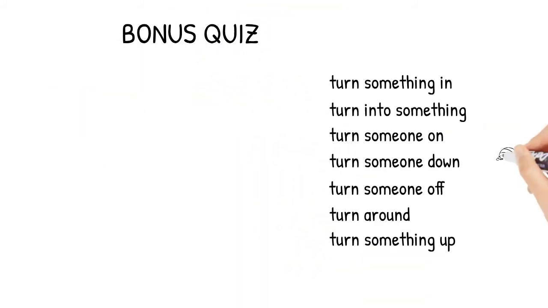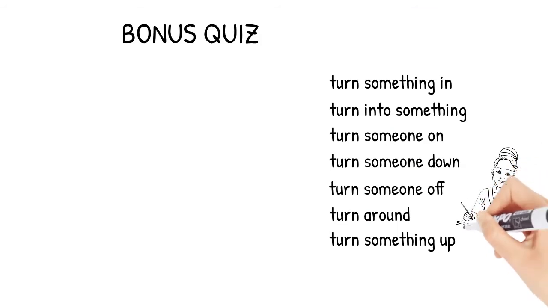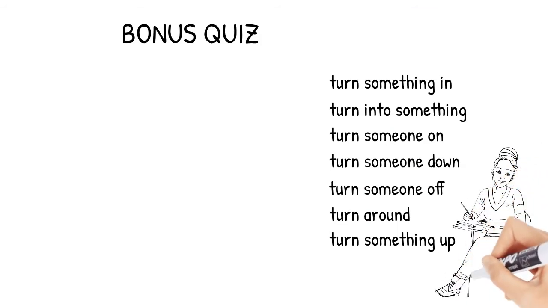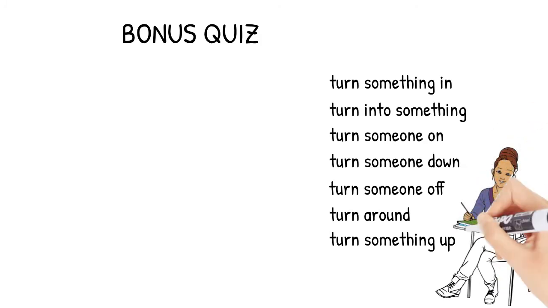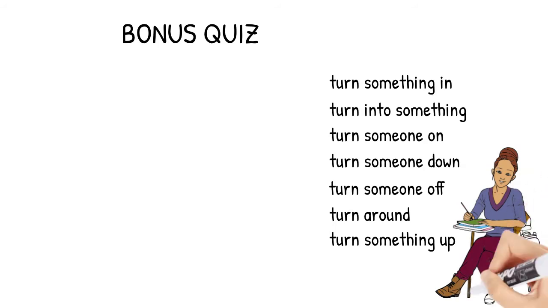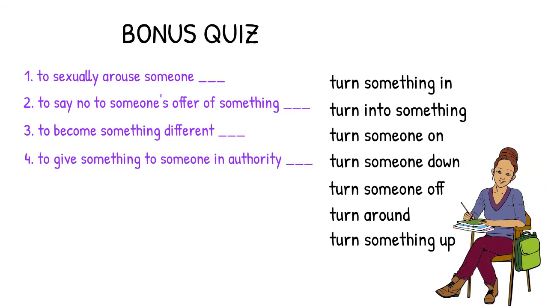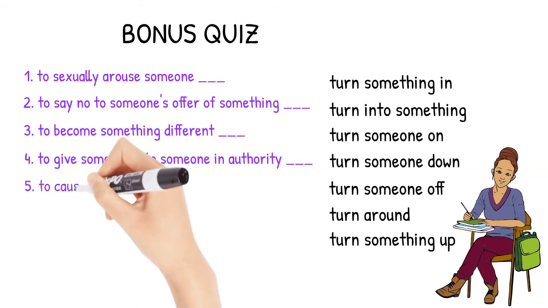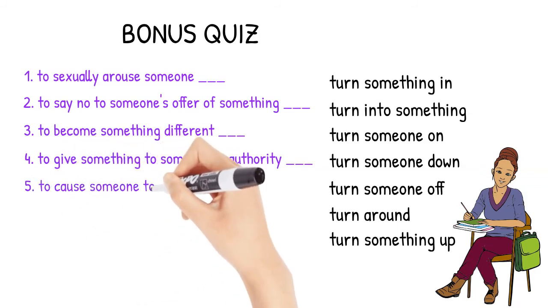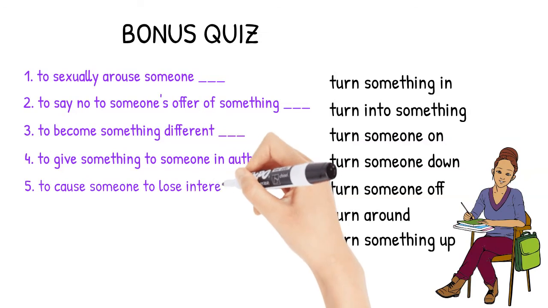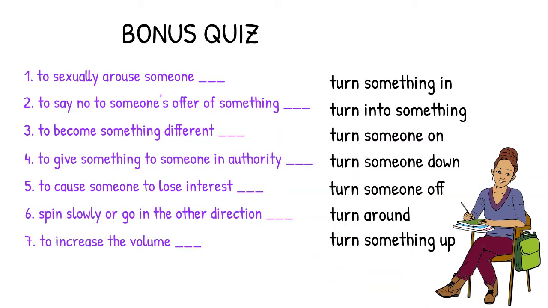Okay, here we are at the bonus quiz time. I'm going to read the expressions on the right-hand side for pronunciation first. Turn something in, turn into something, turn someone on, turn someone down, turn someone off, turn around, and turn something up. Now is a good time to grab a pen and paper if you want and match the expressions with the definitions on the left-hand side.